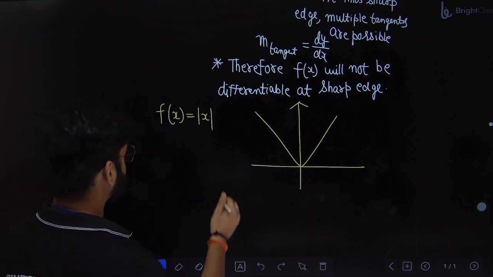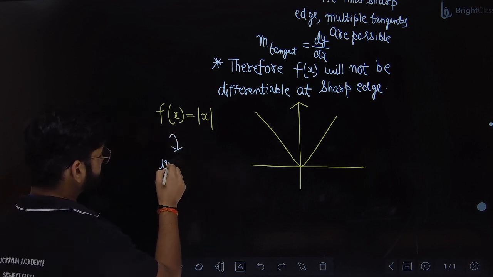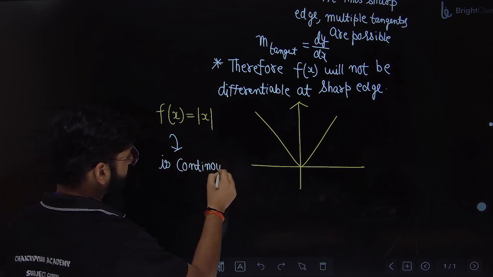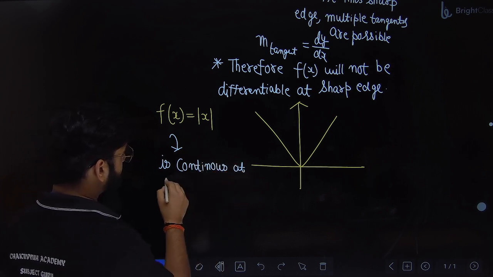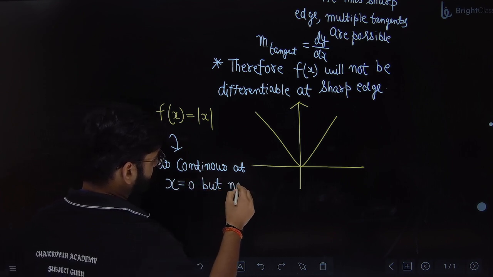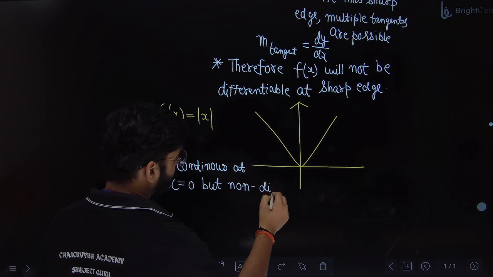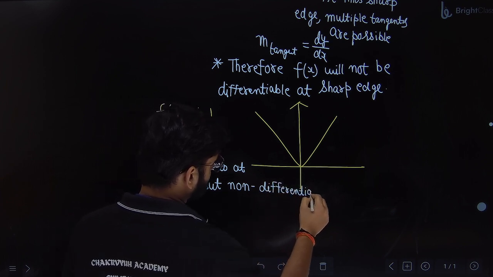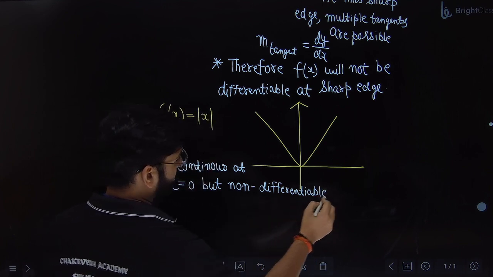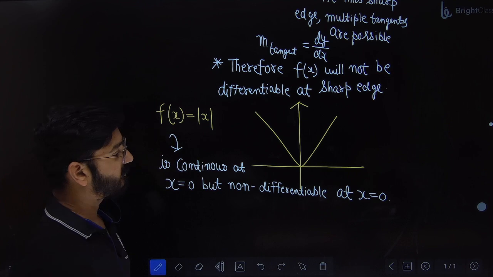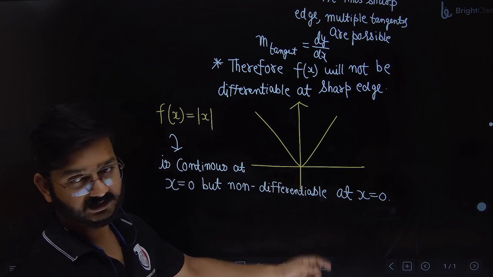So what will you write? This function is continuous at x equal to 0 but non-differentiable at x equal to 0. The reason is already known to you. Why non-differentiable? Because we have a sharp edge here.